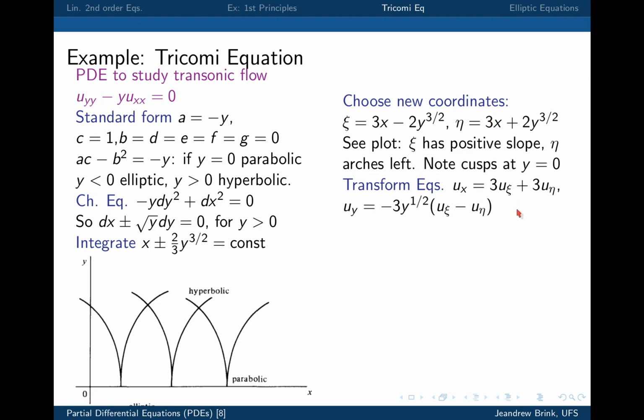du/dy is slightly harder because there's a function of y there. So you have du/dy is du/dxi times dxi/dy. So dxi/dy is minus 2 times the derivative of this thing, so that's 3 over 2 times y to the half. That's where that one comes from. And then you have plus du/deta times deta/dy, and deta/dy is just the derivative of that thing. So that's where that expression comes from. It's exactly the same product rule and chain rule that I applied up there.